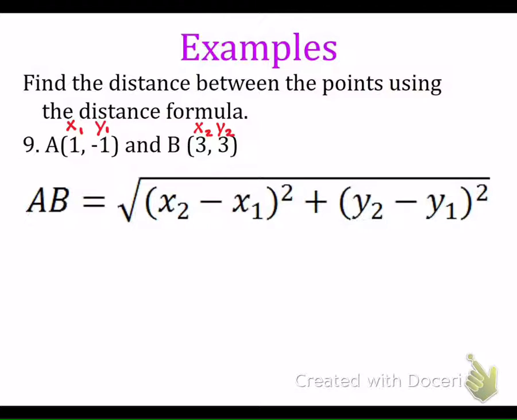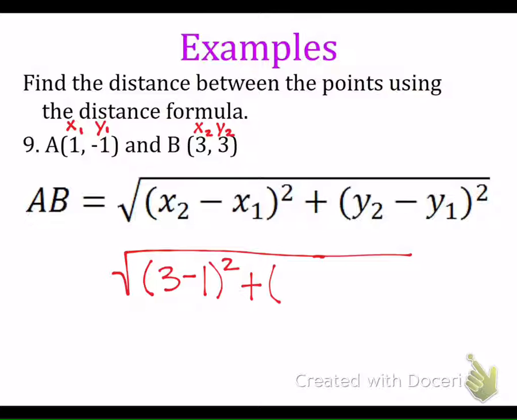So I'm going to have a big square root. I want the second X first. What is the second X? 3. Minus, what was the first X? 1. Square those. Plus the second Y minus the first Y. Square it. You put 2 minus signs. I sure did put 2 minus signs.